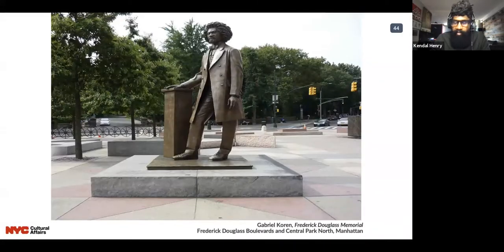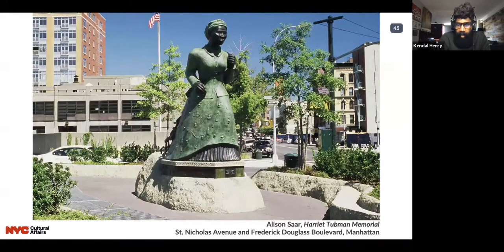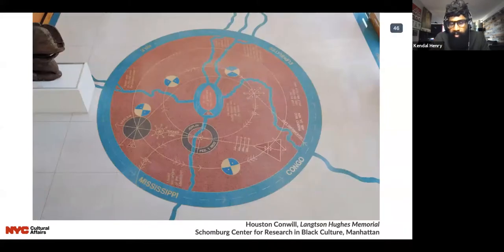Moving along, so we have a lot of what we call traditional representation of memorials. This is a Frederick Douglass Memorial in Frederick Douglass Circle in Manhattan, and Alison Saar's Harriet Tubman Memorial in Harlem. And when I say traditional, it's the use of bronze and figuration, but we also really experiment with other types of memorials. This is Houston Conwill's Langston Hughes Memorial at the Schomburg Center for Research in Black Culture. What you're seeing here is the last resting place of Langston Hughes. His ashes are interred in the center of the artwork.